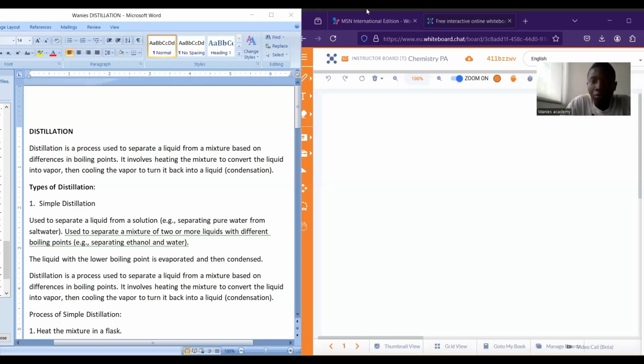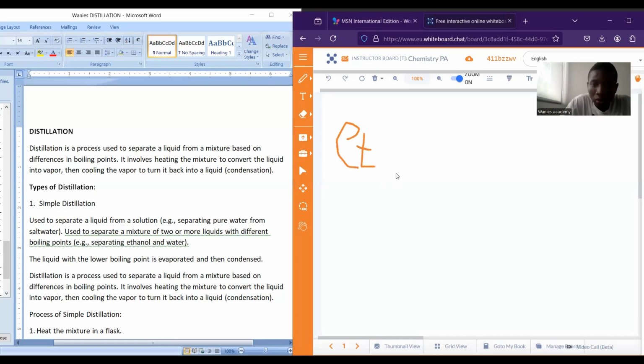For example, if I want to separate ethanol and water, this is my ethanol. Normally, the boiling point of ethanol is 78 degrees Celsius.